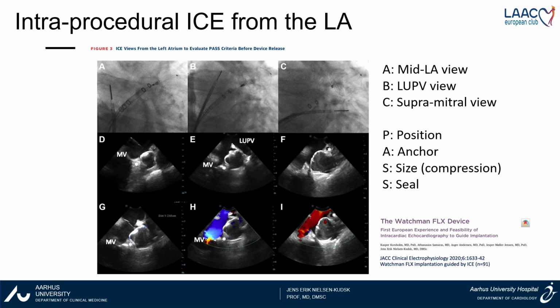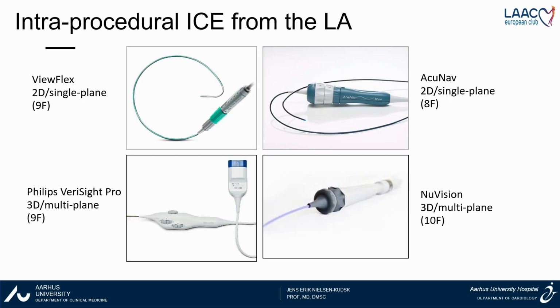But it involves manipulations inside the left atrium, and there is a learning curve for ICE, and there is also US data showing a slightly higher pericardial effusion tamponade rate in ICE-guided procedures, and of course it can be traumatic to maneuver the catheter inside the heart, so that is a potential drawback. So, additional to the two catheters shown here, the Philips VeriSight and Nuvision, Sergio also showed us the Siemens catheter, but I think it is a little bit different because it's a 12.5 French device.